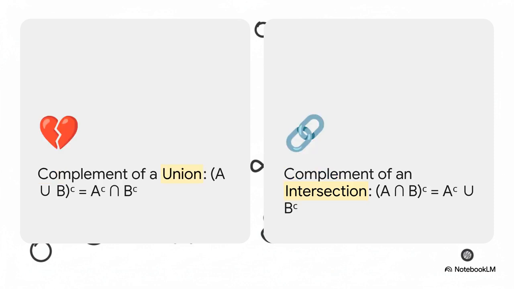And this is De Morgan's laws, which are just so elegant. It shows this amazing symmetry. If you take the complement of a union, it's the same as the intersection of the complements. And if you take the complement of an intersection, it becomes the union of the complements. See how the operations just flip? It's an incredibly useful tool for simplifying complex logical ideas.